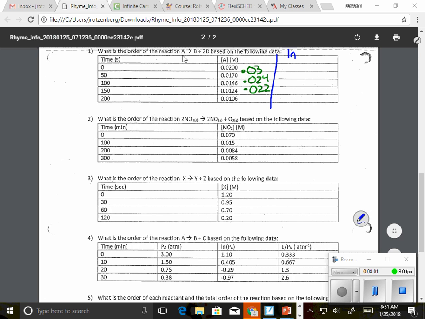Probably not likely that you're going to have to do much of this. I can solve for the natural log of each of these values right here. And I actually did that, so I'm going to just write those down. Negative 3.91 is the natural log of 0.02. Negative 4.07. Negative 4.23. Negative 4.39.